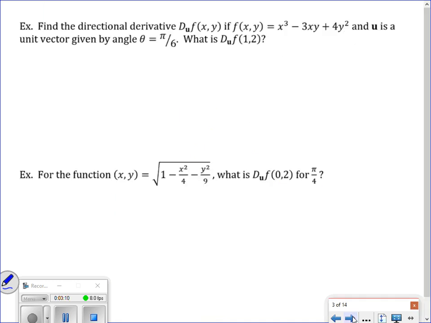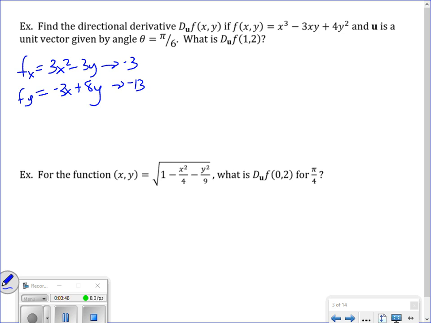All right, so moving on. So we're going to do that here. Now it's important to note, make sure it's a unit vector. And so this one says we have f of xy equals x to the third minus 3xy plus 4y squared. We're going to need fx, so that's going to be 3x squared minus 3y. We're going to need fy, so that's going to be negative 3x plus 8y. We're going to need to plug in 1 and 2 into those things. So you plug in 1, you get 3 minus 3 times 2 is 6, so you get negative 3. And then we'll get negative 3 plus 16, so negative 13. No, positive 13.